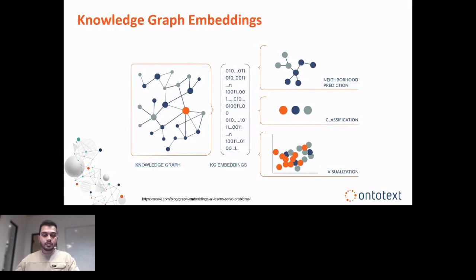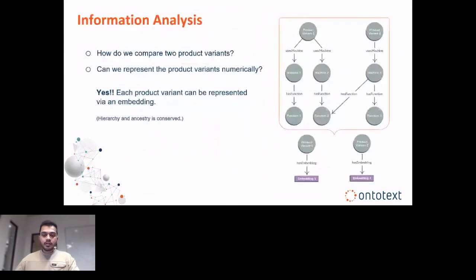and neighborhood prediction to predict some missing data. Now, I would get into some reasonable amount of depth here. Now let's say we have a knowledge graph and we have two product variants.